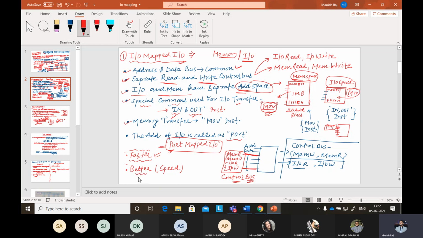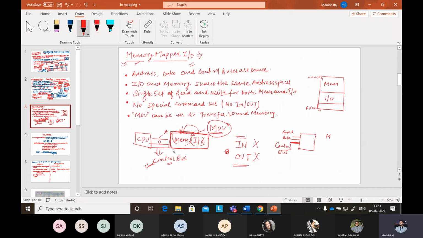So you can say this is the better. So most of the time you can see, because of the isolation, most of the computers use this type of interconnection, IO mapped IO. Most of the computers, I am saying. Okay, because the speed is better, that's why you can use this in computers. Okay, so second, I am going for this thing.